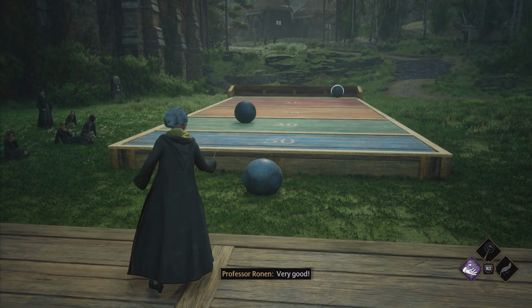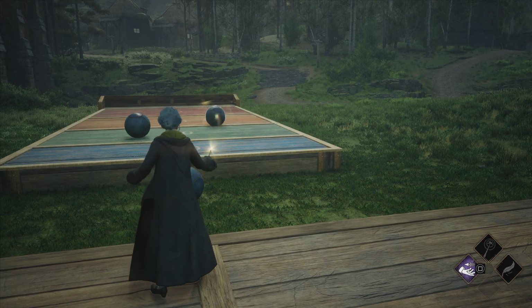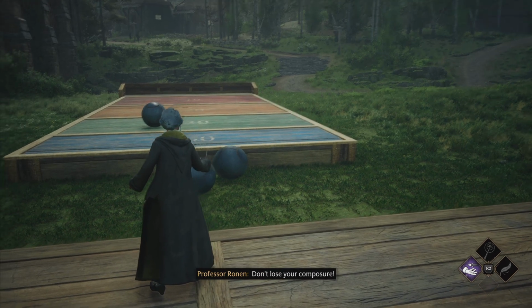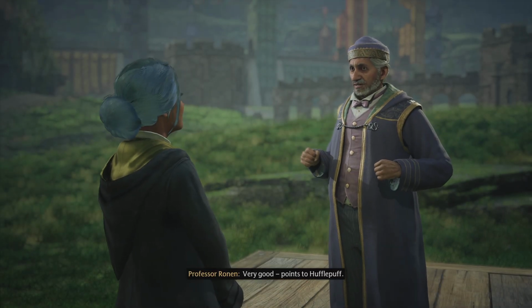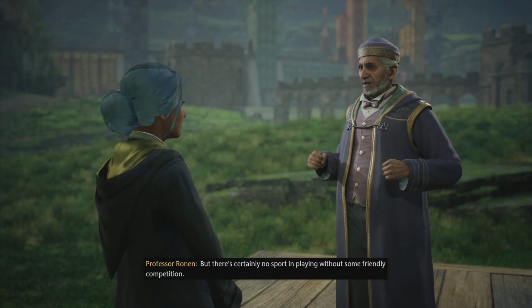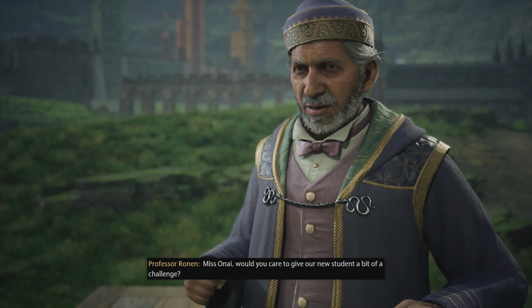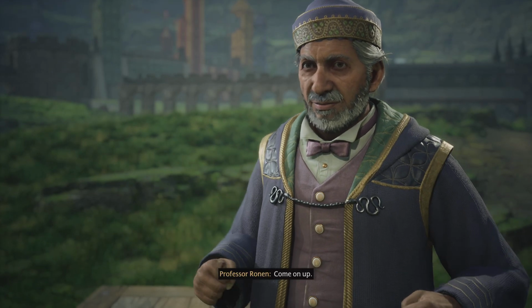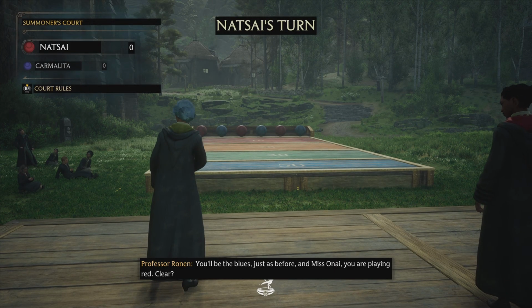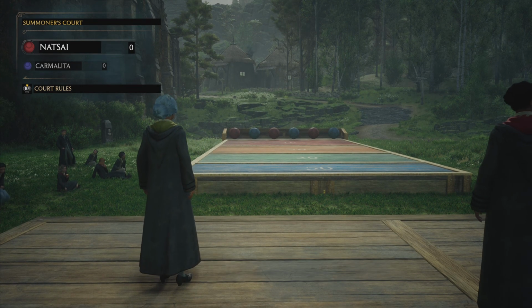Very good. That's it. Don't lose your composure. Very good. Points to Hufflepuff. But there's certainly no sport in playing without some friendly competition. Miss Onai, would you care to give our new student a bit of a challenge? Come on up. You'll be the blues, just as before, and Miss Onai, you are playing red. Clear? Yes, sir.